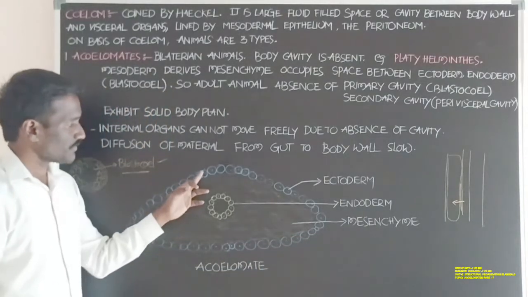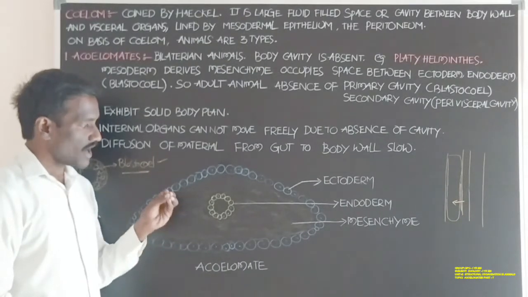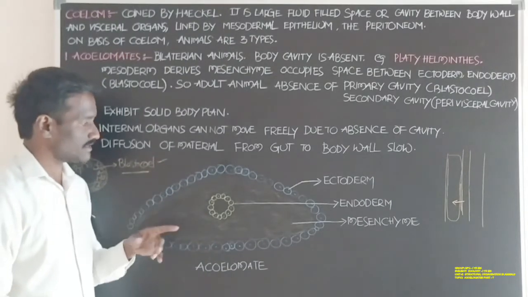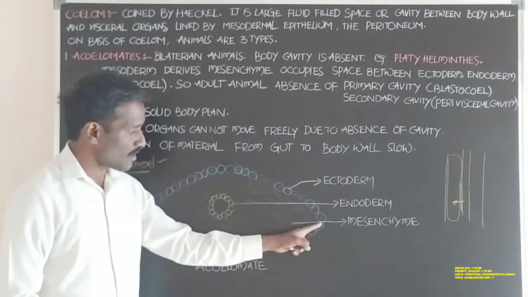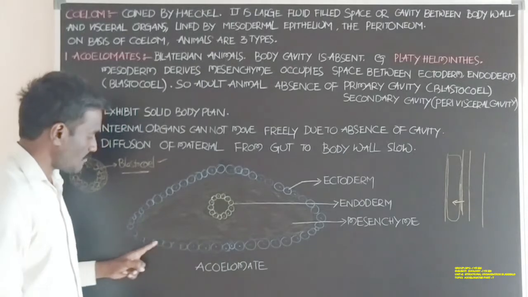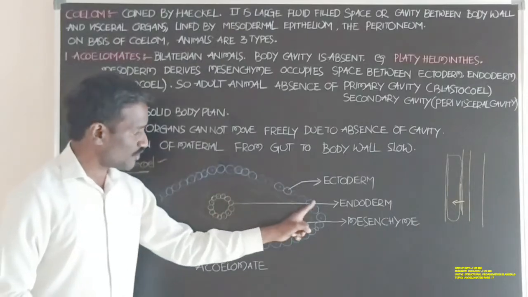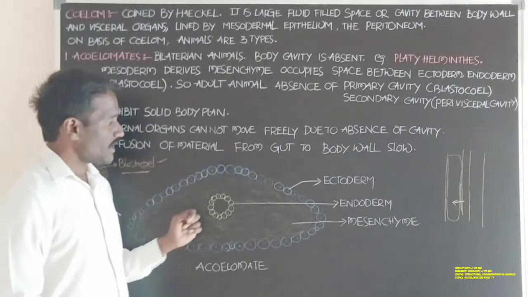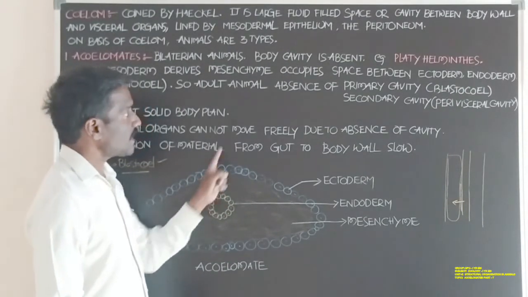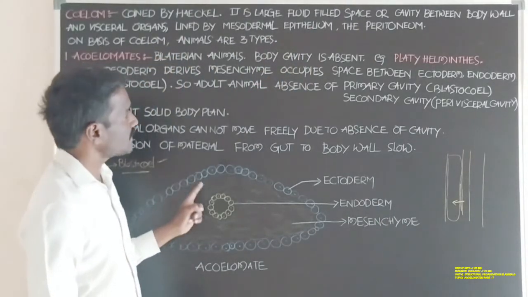Students, this is the diagram which shows the presentation of the body cavity in acoelomates. In this, it is the ectoderm that forms the body wall. Next, this is the endoderm, the under layer.